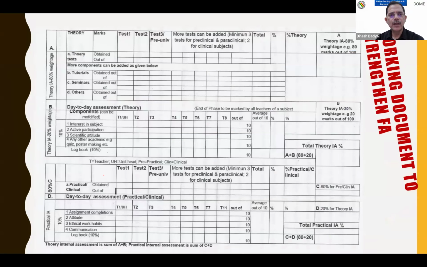The upper part is theory assessment. The lower part is practical assessment. And weightage is given to the marks, 80%. 10% goes to logbook. 10% goes to subjective assessment by each teacher: interest in subject, active participation, scientific attitude. So those things are important. Our marks are only these here. And similarly, we are looking at professionalism, ethics, communication in the practical part.